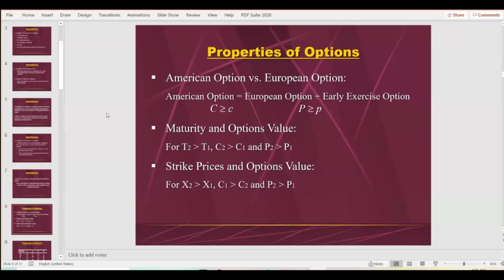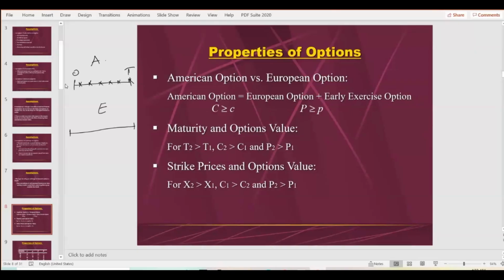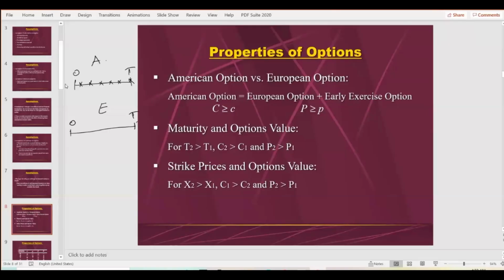Okay, now starting with some of the properties of options. First of all, the relationship between the American option versus the European option. With an American option, you can exercise at any point in time between time T equals 0 and the expiry date of the option. However, with the European option, you have the right only to exercise at the expiry date. You do not have the right to exercise before the expiry date.